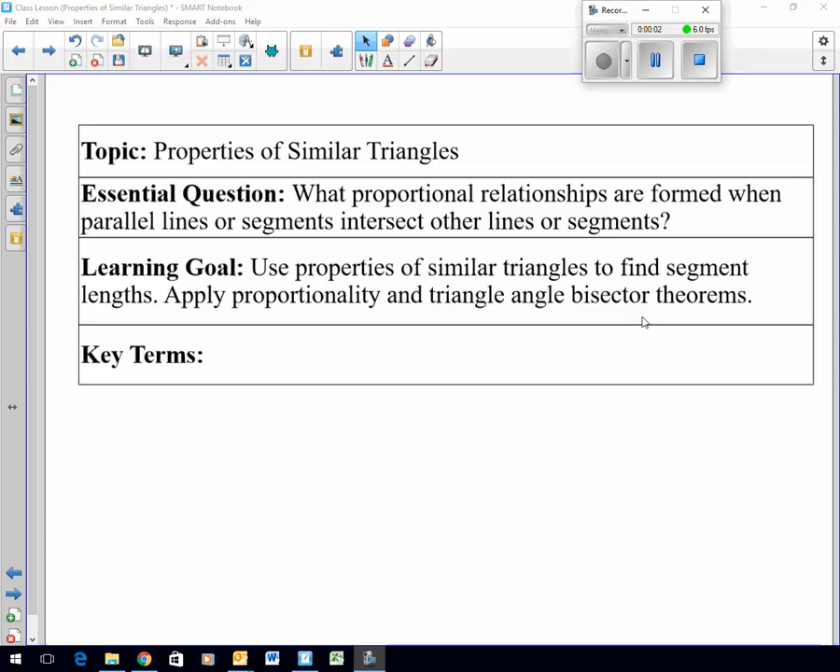Hi. Today we're going to be talking about properties of similar triangles. The essential question: what proportional relationships are formed when parallel lines or segments intersect other lines or segments? We're trying to use properties of similar triangles to find segment lengths and apply proportionality in triangle angle bisector theorems.